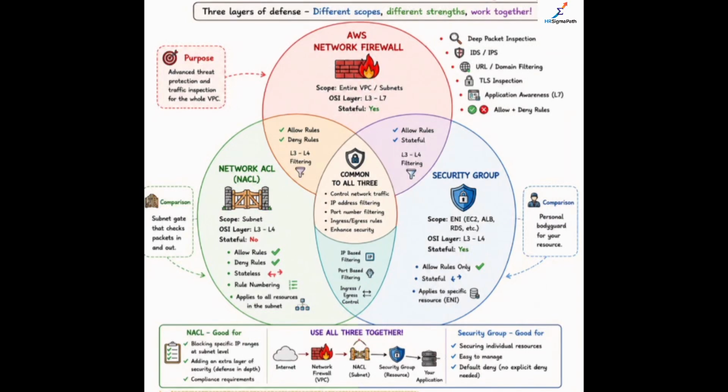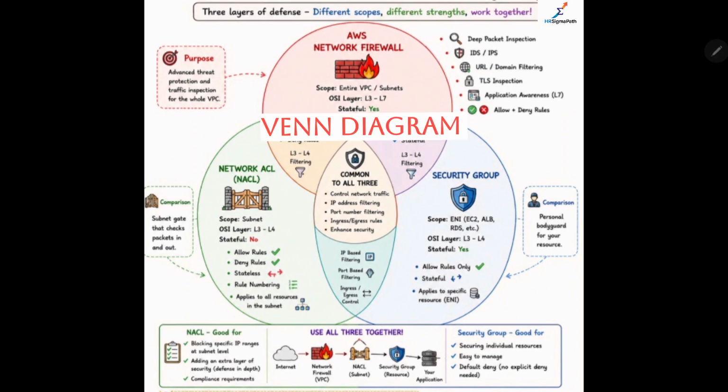So before we compare AWS Network Firewall, Network ACL and Security Group, let us first understand what this diagram is trying to teach us. A Venn diagram is one of the simplest ways to compare multiple concepts. Instead of looking at separate lists, we can instantly see what features are unique to each service and which capabilities they share. By the end of this explanation, you will not only understand each service individually, but also know exactly where they overlap and when to use each one.